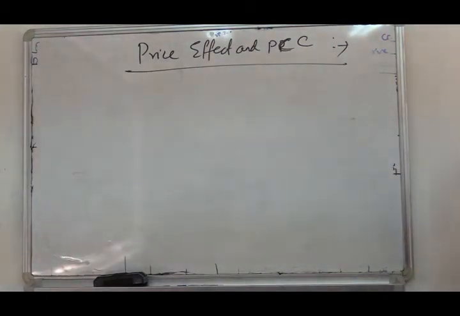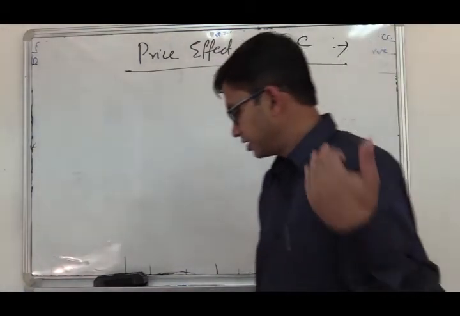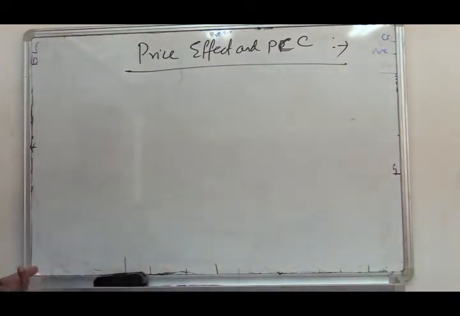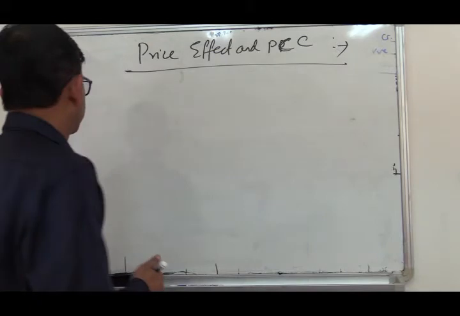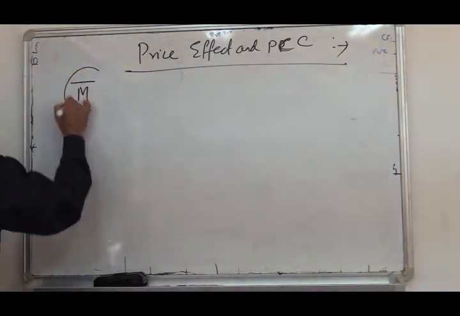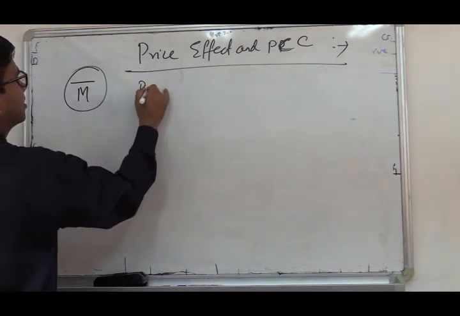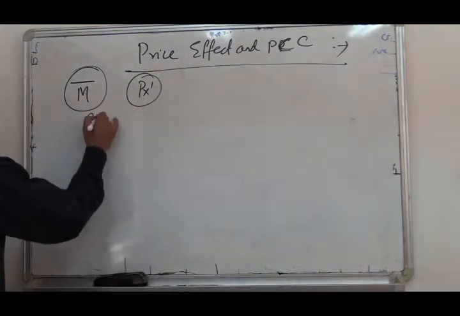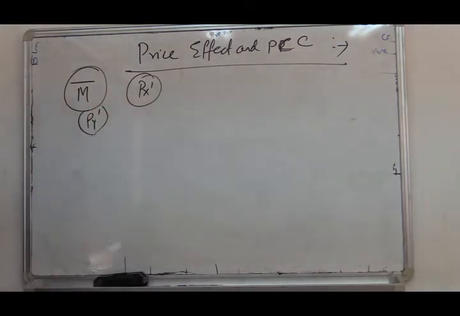So now we'll consider, other things remaining constant, if there is a change in the price of one commodity, what will happen to the consumer's equilibrium? So again we start that M bar is the income of the consumer, Px1 is the price of commodity X, and Py1 is the price of commodity Y.